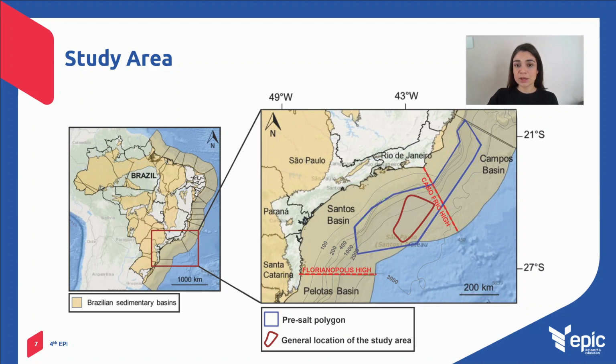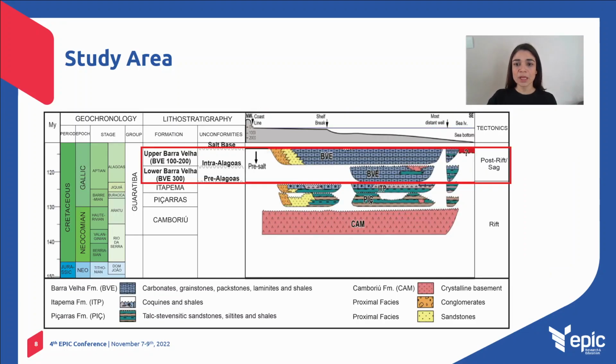Santos Basin is located in the southeast region of the Brazilian continental margin, and the general location of the study area is indicated here in red. And here is the Lower Cretaceous stratigraphic chart for the Santos Basin, highlighting the Barra Velha Formation, which can be divided by the intralagoas unconformity into Upper Barra Velha and Lower Barra Velha.